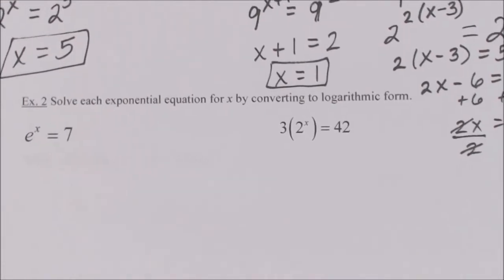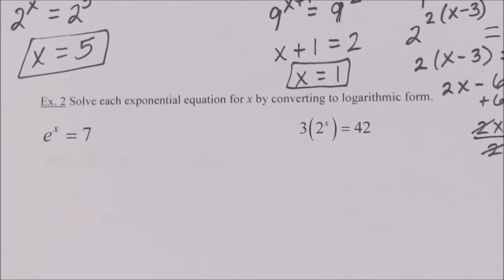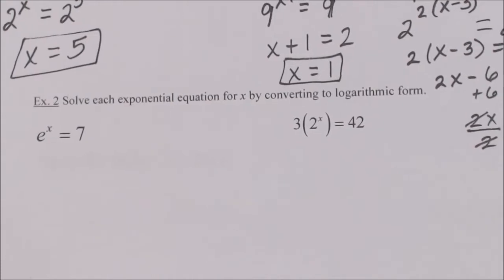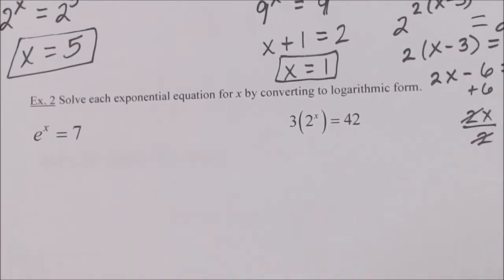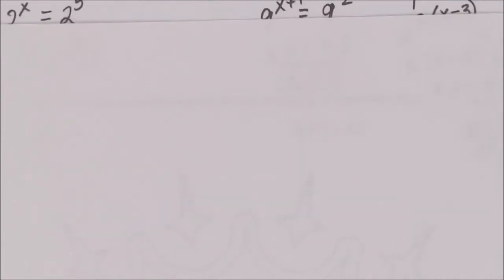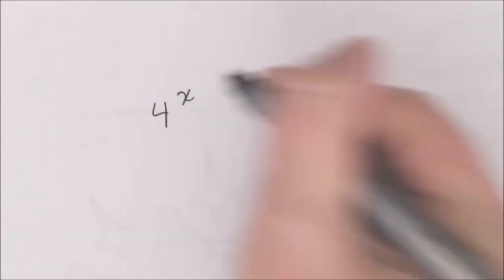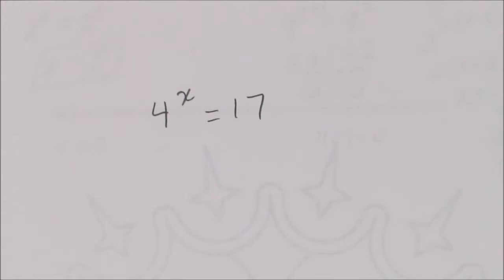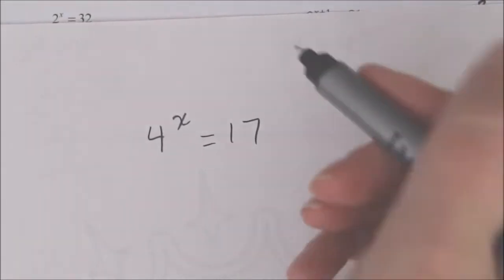So we've talked a lot in this chapter about how to convert between the two forms, log and exponential functions. Before we jump in and do this example, let's review that really quickly. So I'm just going to write this off to the side here. Let's suppose we have 4 to the x power equals 17.